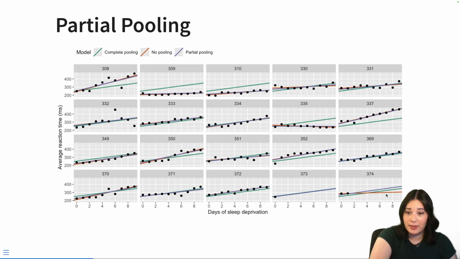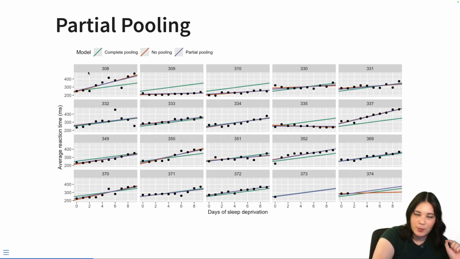Now, technically, you can see the no pooling line was fit to the 2 points of data that we have, but we only have 2 points of data. All of the other participants seem to have like 9, 10 points of data. So essentially what we're saying here is, yeah, we think that the orange no pooling line is what this participant was seeing, but we really don't have strong evidence of it because we only observed them on 2 different days. And one of the beauties of partial pooling is that it takes that into account.